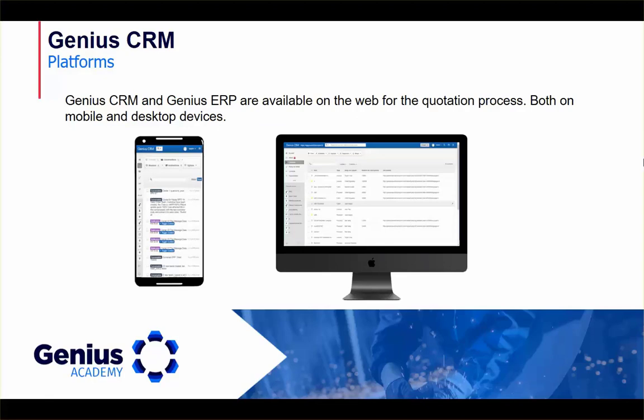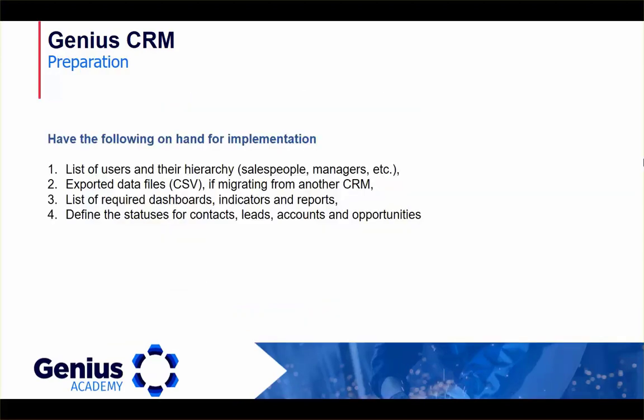Now Genius CRM is available on two platforms, which is on the desktop platform and on mobile devices. So you'll have the same information and the same features on both platforms. Salesmen on the road can access all of their accounts and opportunities from their mobile devices, tablets, or laptops, and even desktops.